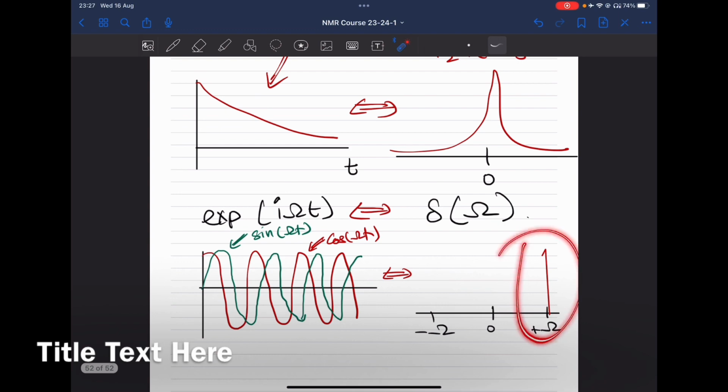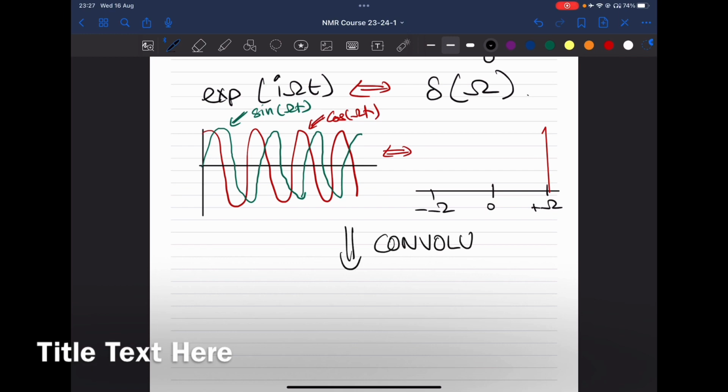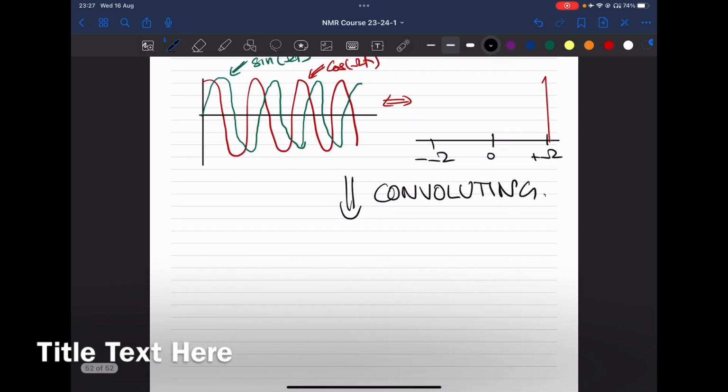This is the Dirac delta function, this is the Lorentzian, and when you convolute, what is convolution? You take this shape and sweep it across this shape. So what will end up happening? You will end up getting the free induction decay. I'm only going to draw the cos part just for the sake of clarity. How will that look?